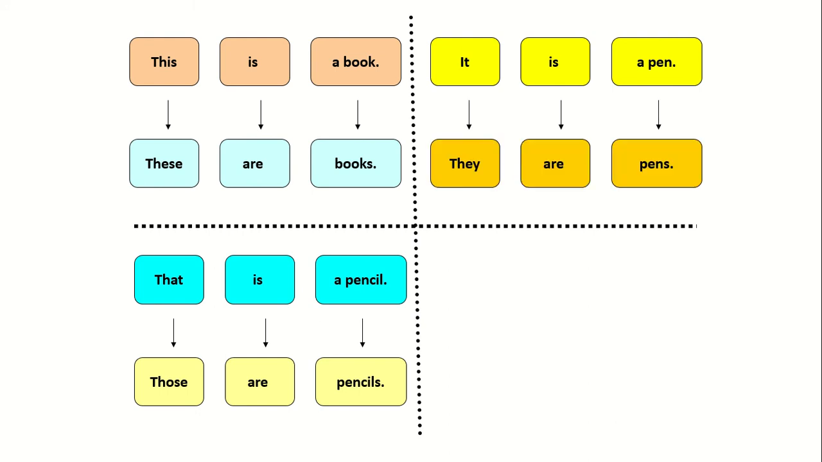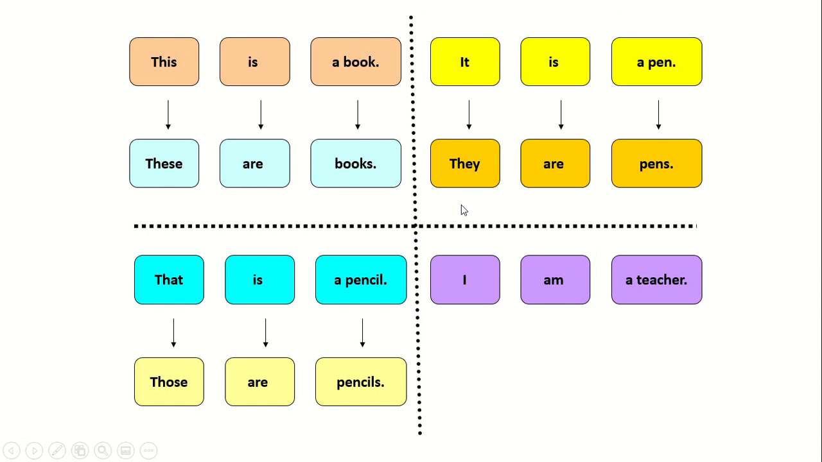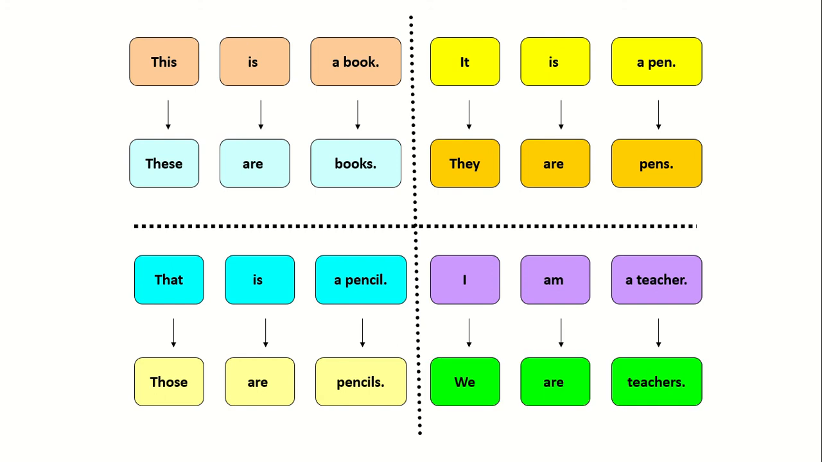Yes, they are pens. It becomes they. They are pens. I am a teacher. I. What is the plural of I? It's we. And am becomes are. So we are teachers.